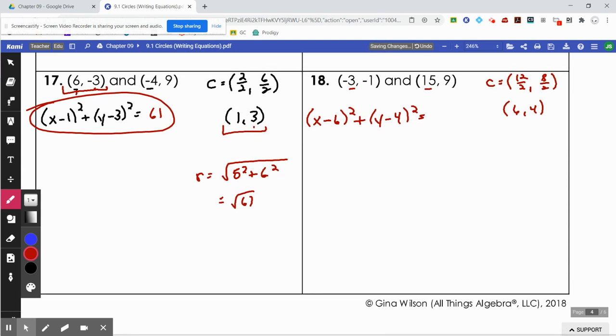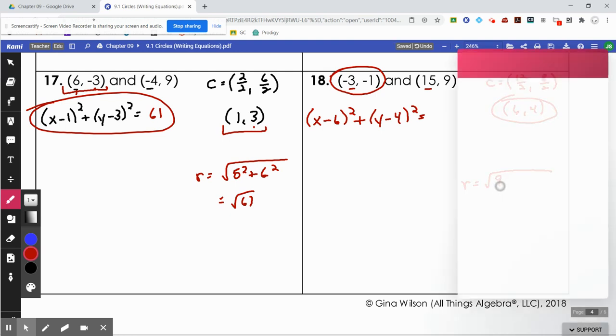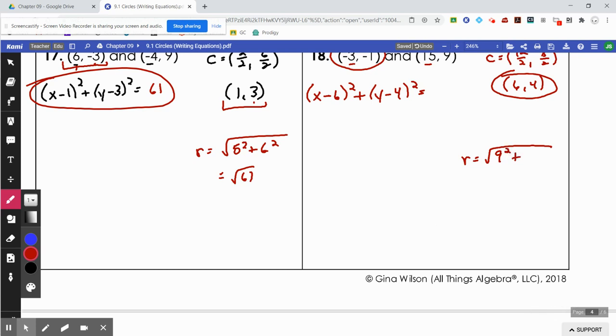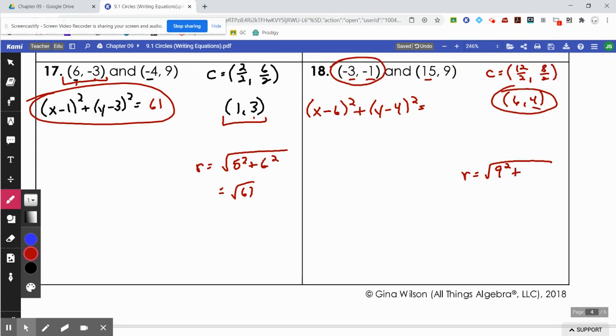Let's find our radius. r is equal to the square root of the distance from the center to either point. The distance from -3 to 6 is 9. So we have the square root of 9 squared plus the distance from -1 to 4 is 5. So your radius is the square root of 81 and 25, which is 106. That's the radius, so therefore r squared would be 106.